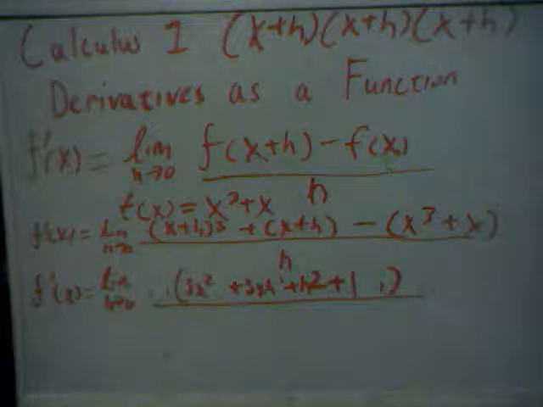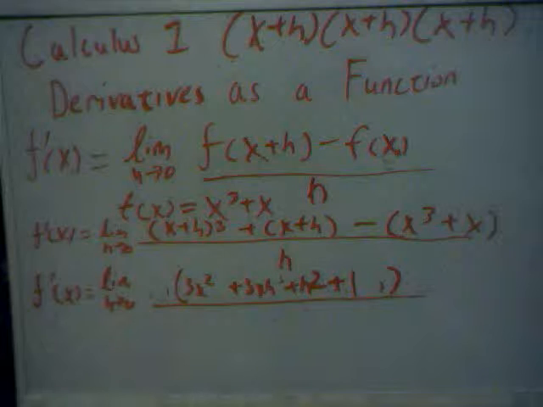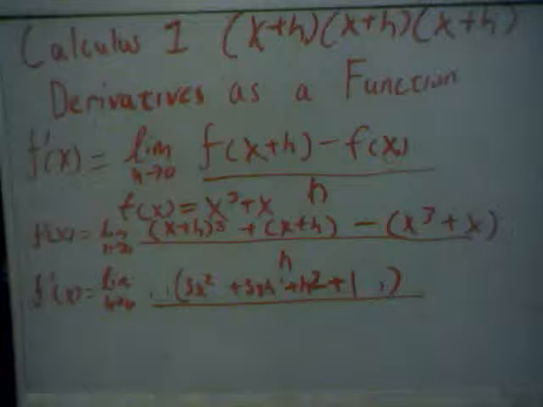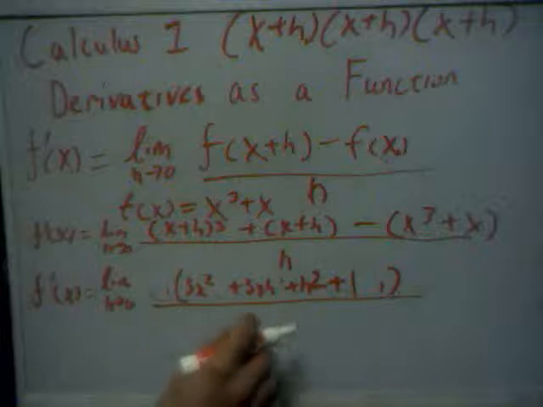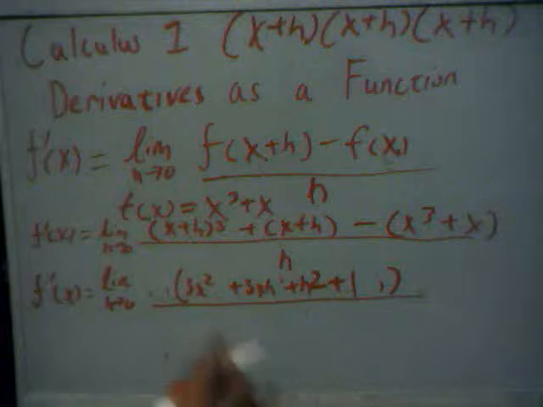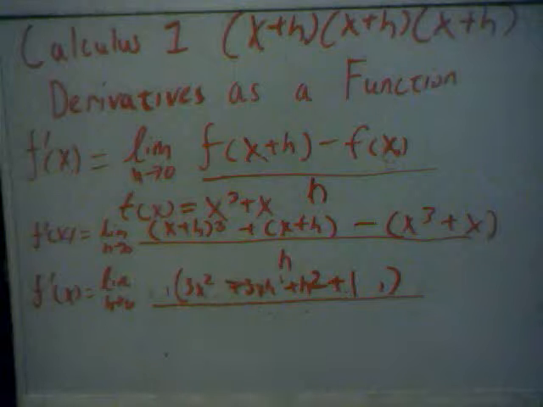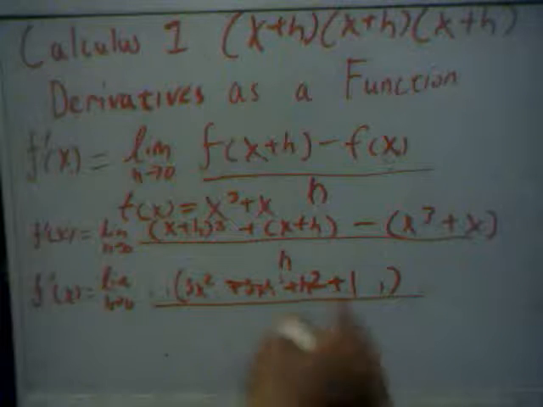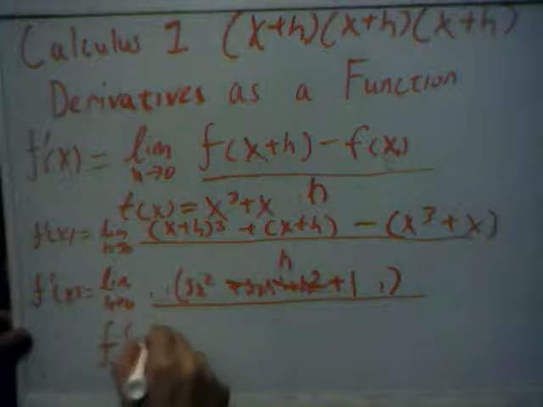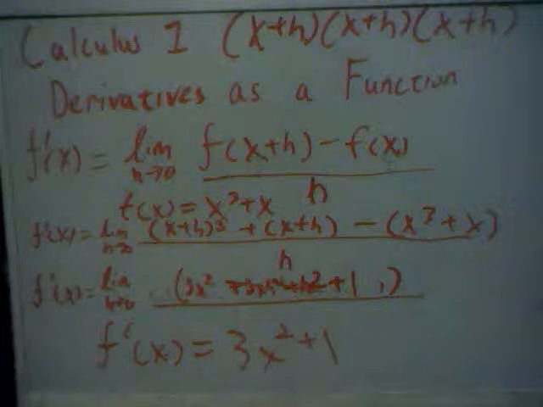But we can make it even simpler because we have the limit as h approaches 0. And what this means is h is eventually going to become 0. So you can simply replace h with 0 in this equation. So it becomes 3x times 0, that cancels out because anything times 0 is 0, plus 0 squared, which is also 0. So you're left with the conclusion that f prime of x is equal to 3x squared plus 1.